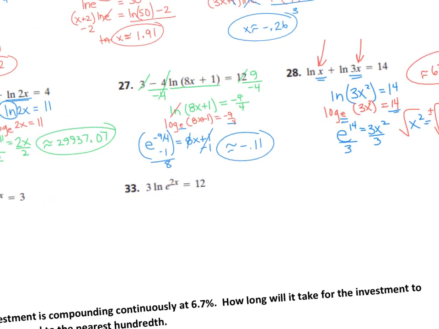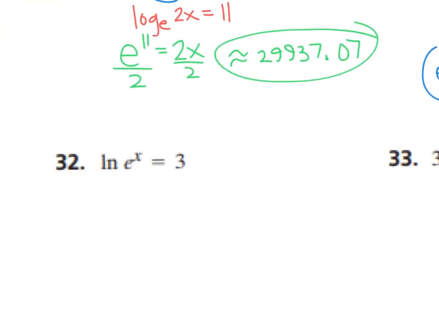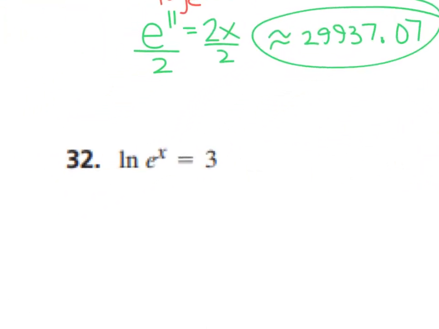Okay, next part, solve these. So, using your properties of logs, this will go out front. So it's going to be x ln e equals 3. But remember, ln e is equal to 1. So this is going to be x equals 3.